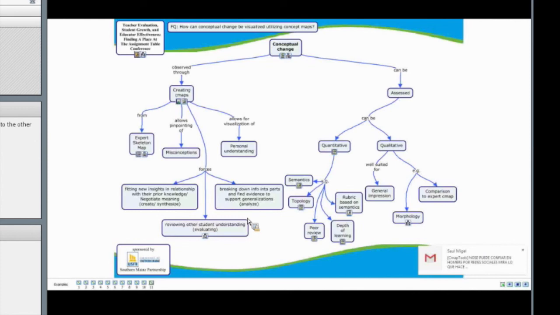I hope you got a little bit more understanding of how concept maps can be used to visualize student understanding and their change over a period of time.